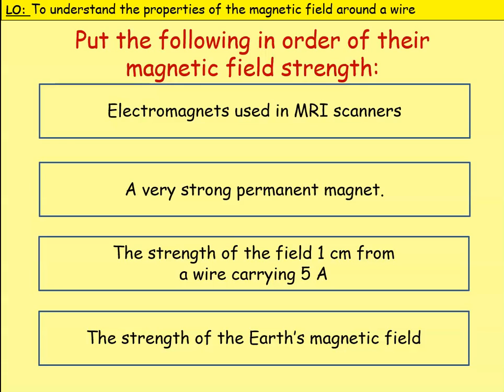Okay, have a quick look at this one. Put the following in order of their magnetic strength. You've got electromagnets in MRI scanners, a very strong permanent magnet, the strength of the field 1 centimetre away from a wire carrying 5 amps, and the strength of the Earth's magnetic field. Which do you think is the strongest? Which is the weakest? Place them in order. Pause the video while you do so.